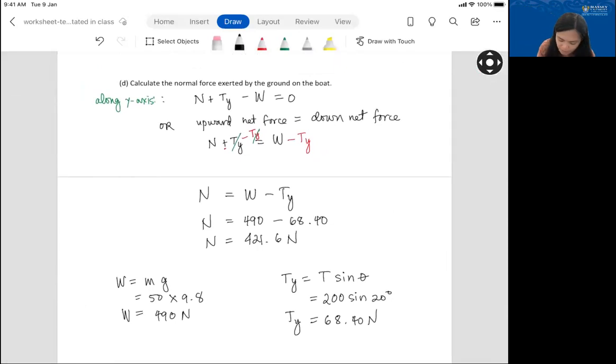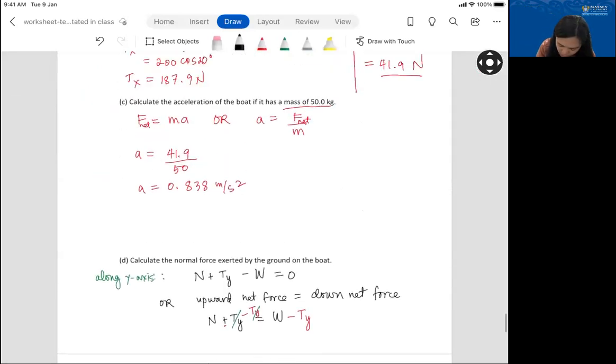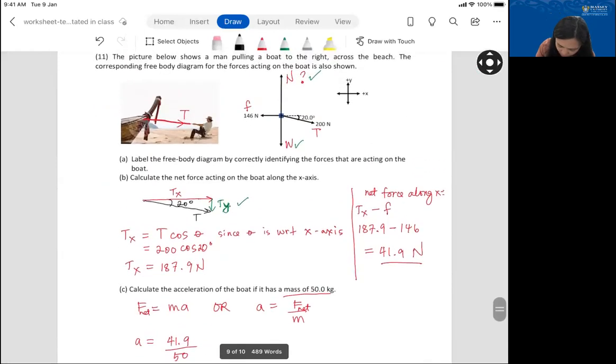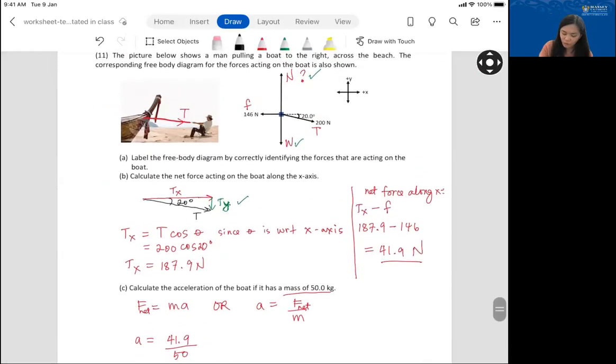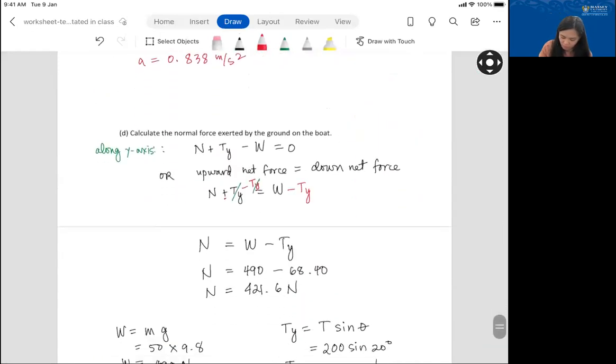Okay, did I make a mistake here? I think I did, because the sign of Ty. Yeah, I thought I did make a mistake. So Ty is downwards. Ty is downwards. So Ty should actually be negative. Yeah, sorry about that. Ty is downward, so Ty should actually be negative.